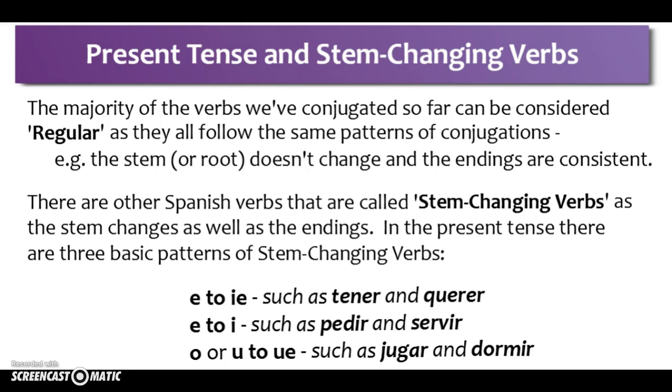We have verbs like tener and querer, that we talked about last year, that are E to IE stem-changing verbs. We have verbs such as servir and pedir. These are E to I verbs. And we have verbs that are either an O or a U to a UE stem-changing verb. And we'll have examples like morir, dormir, and jugar.